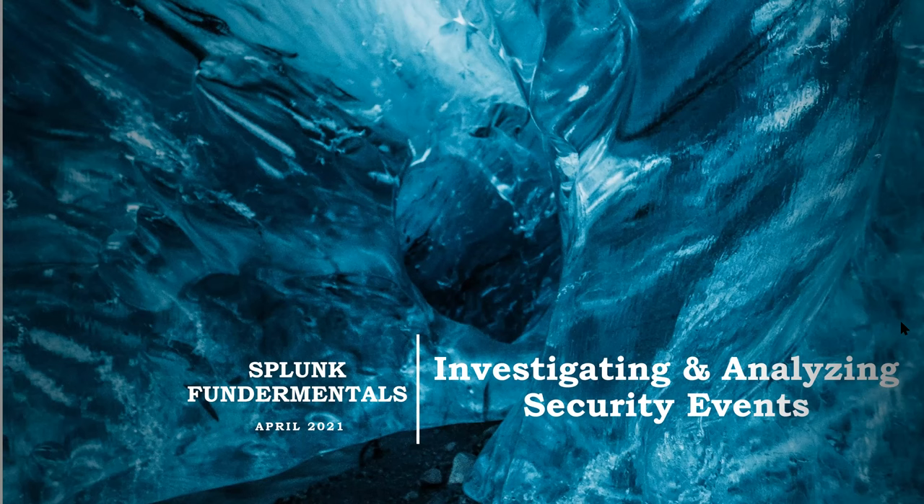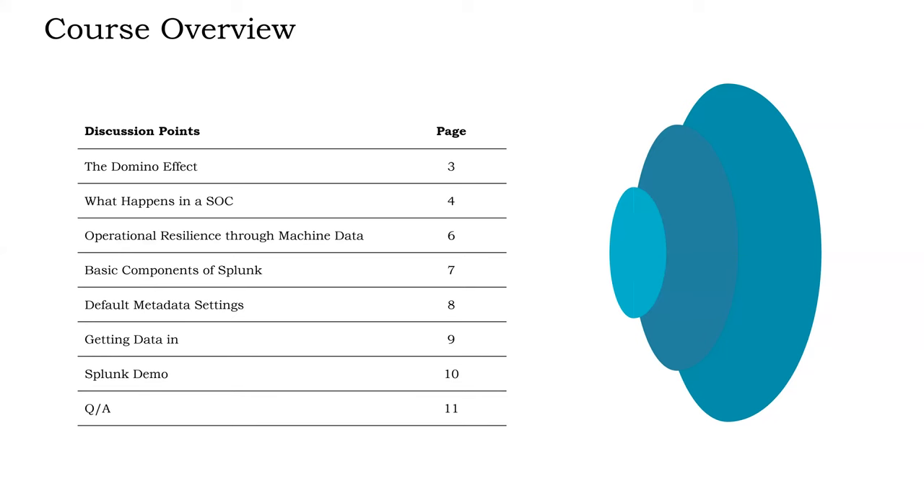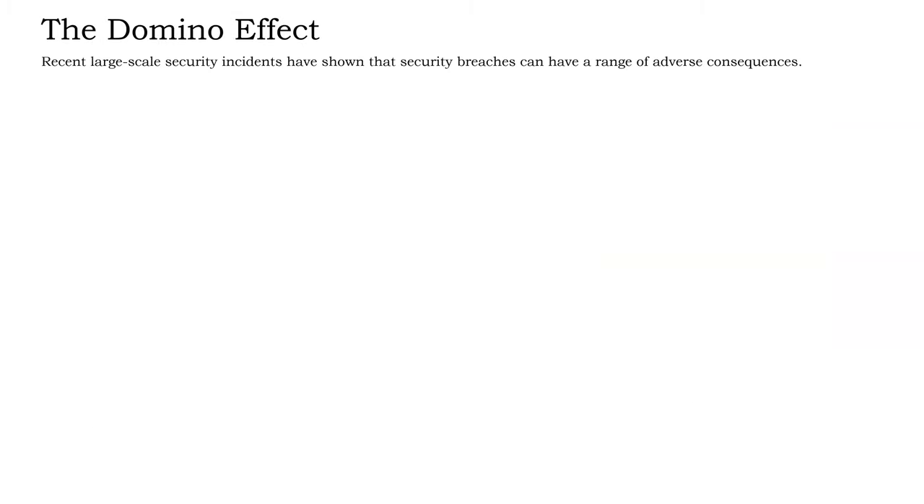All right. So for the course overview, I'm going to be going through a number of things. I'm going to talk about the domino effect, which is basically the things that could go wrong if you suffer a breach. It's going to look at why people put in so much energy to have security controls in place. We're going to take a look at the things that happen in a SOC. We're going to talk about operational resilience. We're going to talk about machine data. And before we go through with the Splunk demo, we are going to look at some basic components of Splunk that would make your understanding better before we dive in.